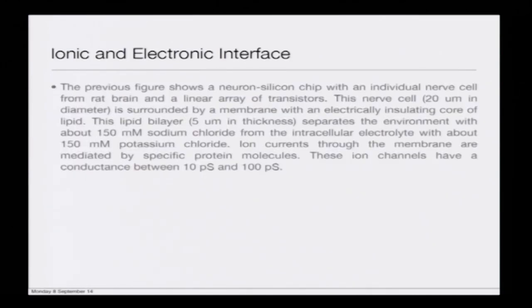Ionic and electronic interface, we have talked about it a little here. Just to recap, the previous figure shows a neuron silicon chip, an individual nerve cell from the rat brain and a linear array of transistors. This nerve cell, which is 20 micron in diameter, is surrounded by a membrane with an electrically insulating core of lipid, as you know there is a lipid bilayer around the neuron. The lipid bilayer, 5 micrometer in thickness, separates the extracellular environment with about 150 millimolar sodium chloride from the intracellular electrolyte with about 150 millimolar potassium chloride. We know all these things. Ionic currents through the membrane are mediated by specific protein molecules, which you know as the ion channels. These ion channels have a conductance of 10 picosiemens to 100 picosiemens.